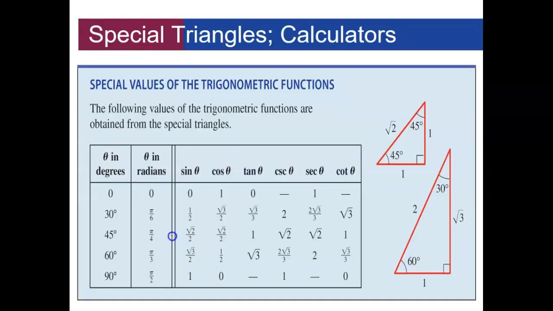Okay, so here are some of the special values for 0, 30, 45, 60, and 90. I'm not going to go back through that because basically we've already covered most of that. One thing with 0 here, you can get that from your unit circle, and also 90, which is equivalent to pi over 2.